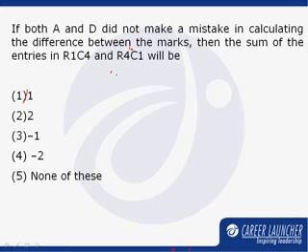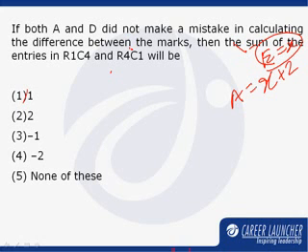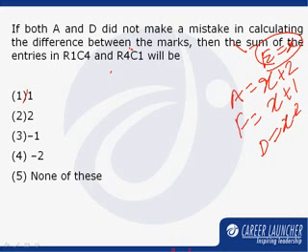We can say let E scored X marks. If E scored X marks, then A must have scored X plus 2, and accordingly F must have scored X plus 1 marks, and D X minus 2 marks, and H must have scored X plus 1 marks.